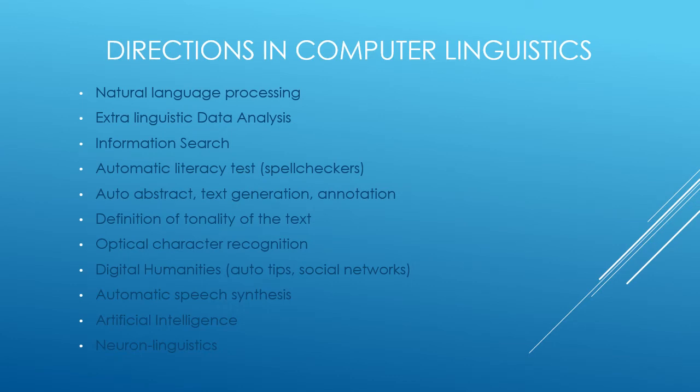The directions in computer linguistics are natural language processing, extralinguistic data analysis, informational search, automatic literacy test spell checkers, auto-abstract, text generation, annotation, definition of tonality of the text, optical character recognition, digital humanities, social networks, automatic speech synthesis, artificial intelligence, neurolinguistics.